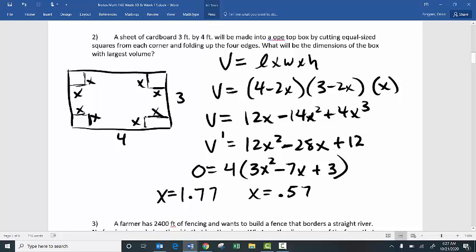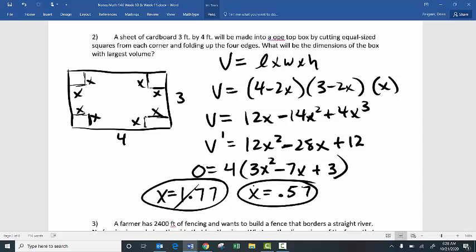If you plug in, first of all, this number 1.77 into here to figure out some dimensions, you'll notice if you plug it in for the width, if you do 2 times 1.77 and then subtract that from 3, you actually get a negative number. So in this case, this one will not work. This one will actually give you the minimum volume. So this little box that you're going to cut out is going to be 0.57. That's going to be the height of it.